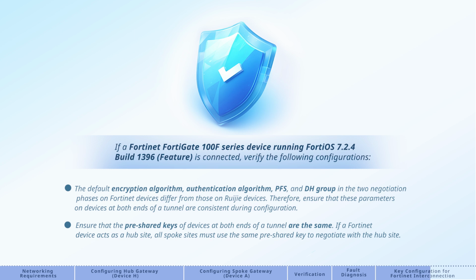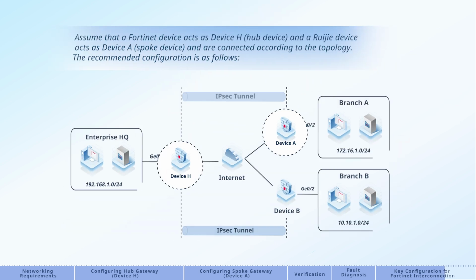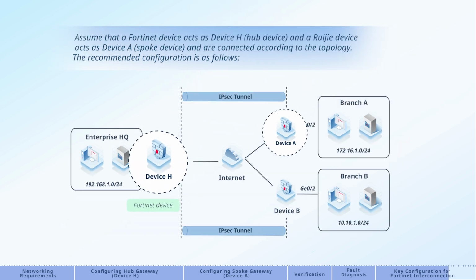If a Fortinet device acts as a hub site, all spoke sites must use the same pre-shared key to negotiate with the hub site. Assume that a Fortinet device acts as device H and a Ruijie device acts as device A and are connected according to the topology. The recommended configuration is as follows.